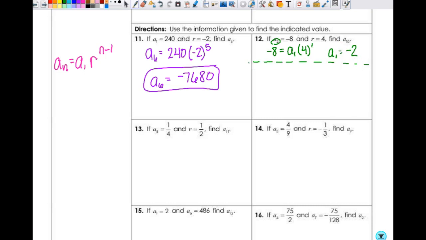Yes? Once I've got that, now I can substitute that in, and I actually want a10. So a sub 10 is equal to a1, which is negative 2, times r, which is 4, to the 10 minus 1 power, which is 9. Oh, wow, right? Because this is not a linear progression. Some of these are going to jump up really quickly or down either way. So negative 524,288.